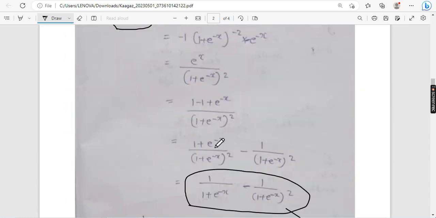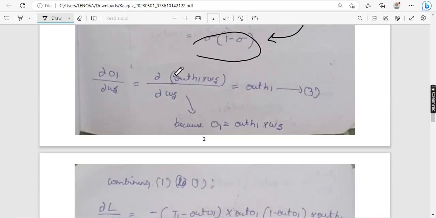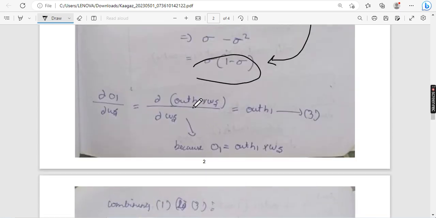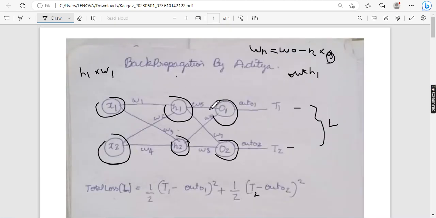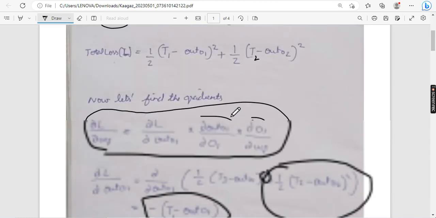So we can write it as out of H1. Out of H1 is nothing but the sigmoid of H1, right? Out of H1 into W5, because I have written it as out of H1 because we are actually concerned about the output of H1, not the H1. Output of H1 into W5 is the O1, right? So that is why I have written it like this.